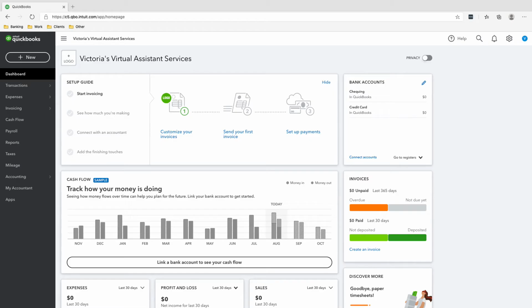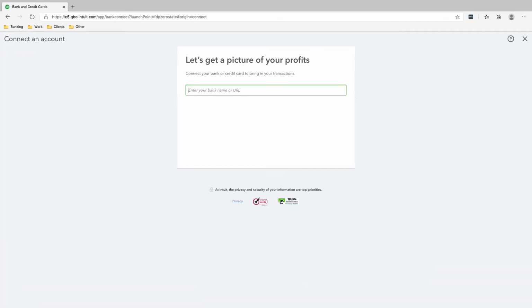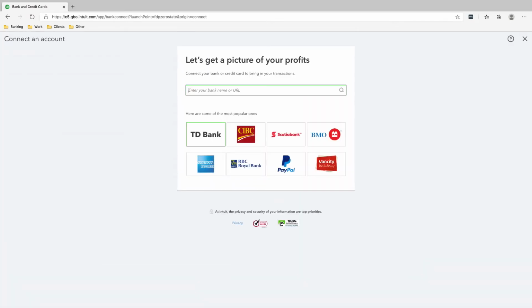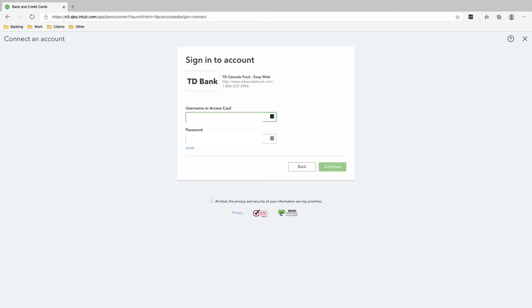Okay, so to connect your bank account or credit card to QuickBooks Online, all you need to do would be to go to Transactions, Banking, Connect Account. Choose the name of your bank. So I'm going to connect a TD bank account, let's say. You're going to put the username and password that you use to log into your online banking. All right, so we're just going to click Continue.